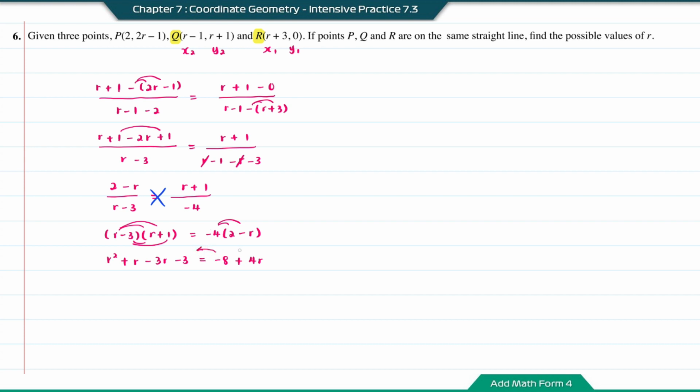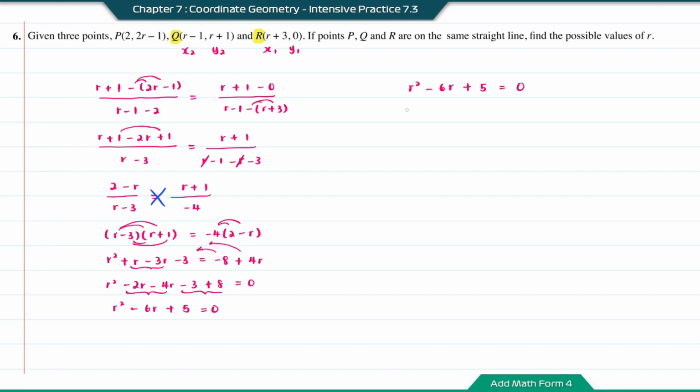So next, I'm going to move everything to the left hand side. So r² plus, the r - 3r here will be -2r. And when we move the positive 4r to the left hand side, it will be -4r, and -3 + 8. This is equal to 0. So next, r². So -2r - 4r will be -6r, and -3 + 8 will be positive 5.